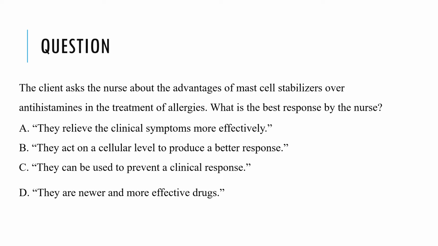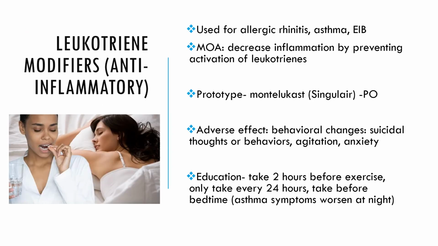Let's look at the next one, which are leukotriene modifiers or anti-inflammatories. Mechanism of action, we're going to decrease inflammation by preventing the activation of leukotrienes. Now, leukotrienes are inflammatory chemicals that the body releases after coming into contact with an allergen or allergy trigger. And they can cause tightening of airway muscles and the production of excess mucus and fluid. So if your patient has allergic rhinitis, asthma, or exercise-induced bronchospasm, this could be a beneficial drug for them.